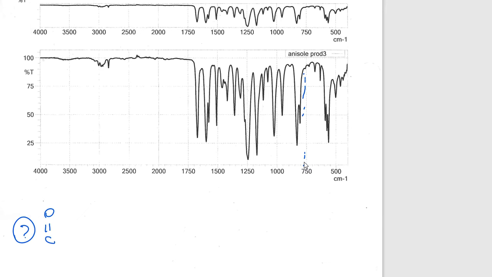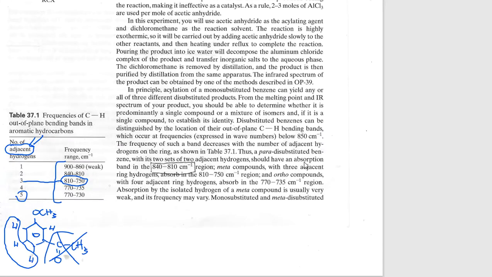So go through that table, look at where these bands are supposed to be located, and then take a look at these and see if there are major bands in those regions. And if there are, then you can make the determination of where this incoming acyl group has gone, the C double bond O with a CH3 group. Is it the ortho, is it the meta, or is it the para? So that is where I'll leave this video.